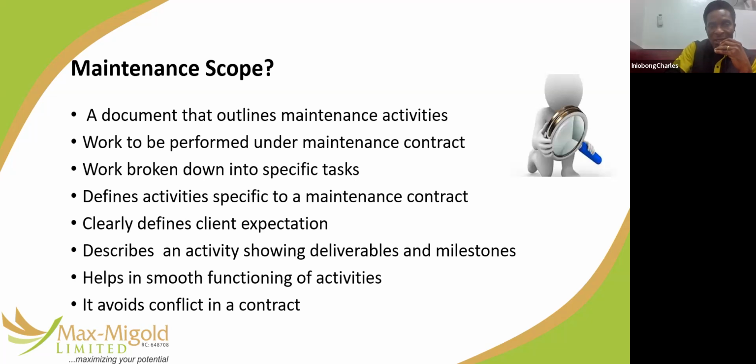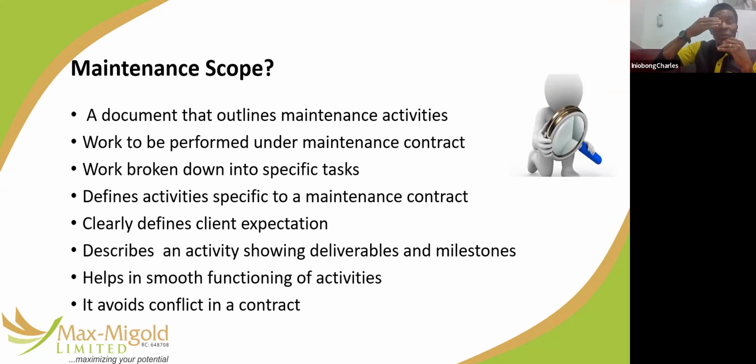A document that outlines maintenance activity, work to be performed under a maintenance contract. If you have a maintenance contract, what is the work to be performed? What are the SLAs in that maintenance contract? Work broken down into specific tasks. It defines activity specific to a maintenance contract. It defines the activity; that's the scope.